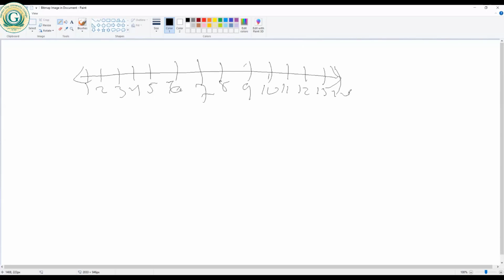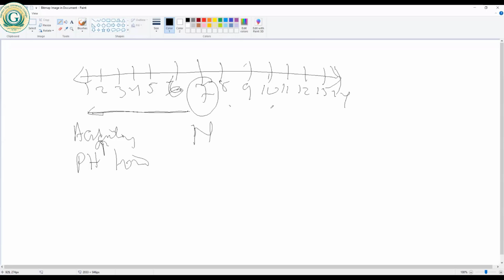So we say that 7 is neutral, from what we did in SS. We all remember that. So as you move from 7 toward 1, there is increasing acidity. The acidity of a solution increases as the pH becomes low. If the pH is low, it means there's increased acidity. If the pH value increases, then there's increasing alkalinity.